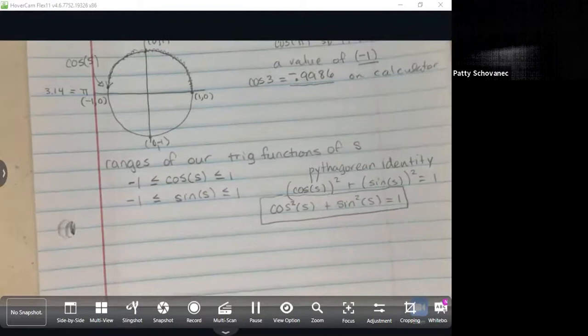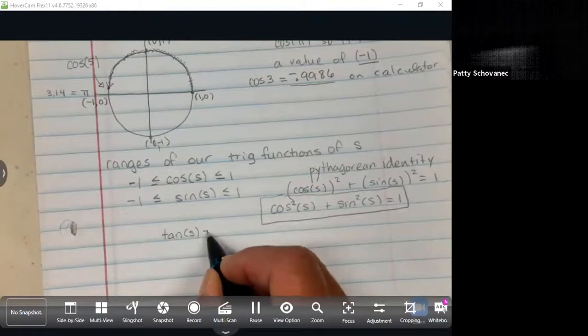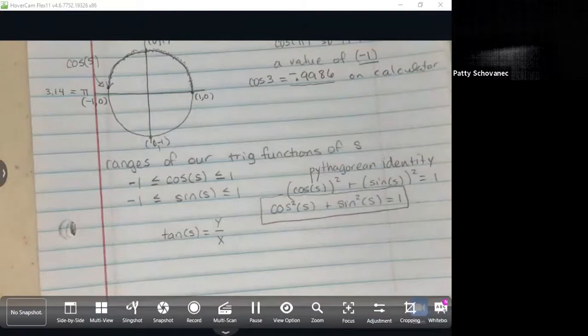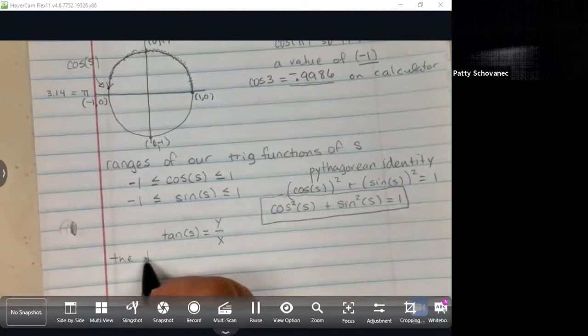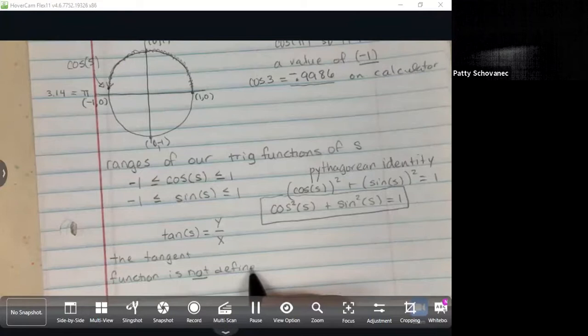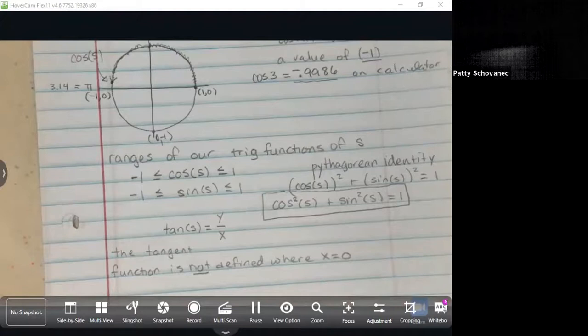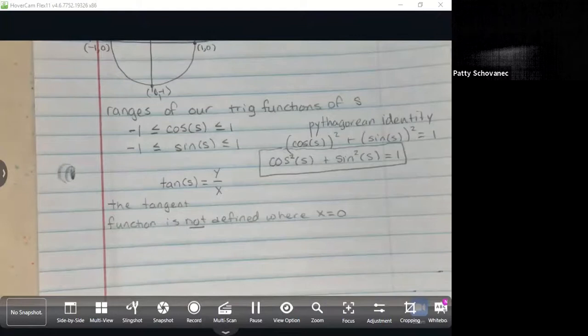Now, the tangent of a real number S is always the y-coordinate divided by the x-coordinate. So there are going to be some places where the tangent is not defined. The tangent's not going to be defined wherever the x-coordinate is equal to 0. Where in the unit circle is x equal to 0? 90 degrees or pi halves radians. Right?